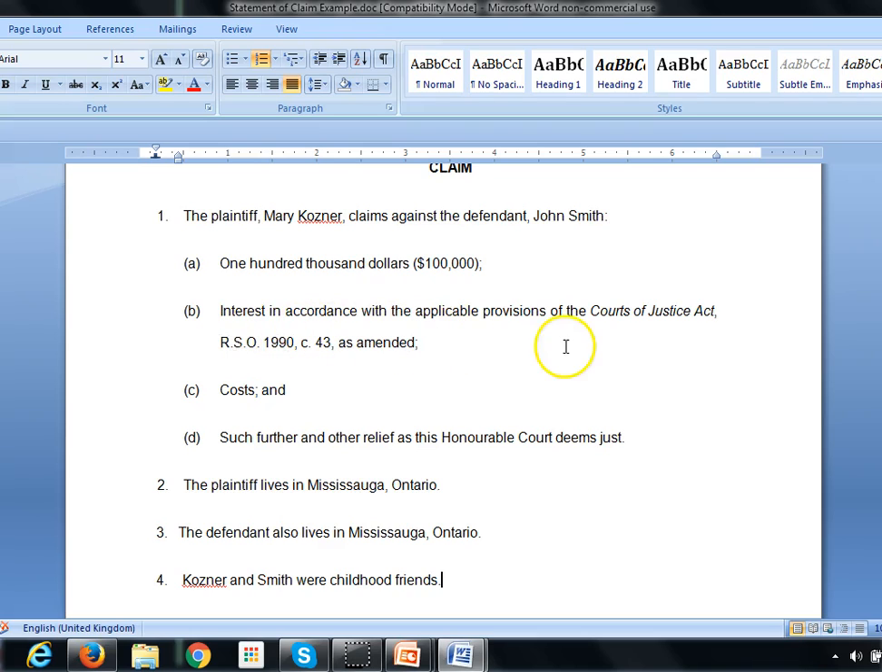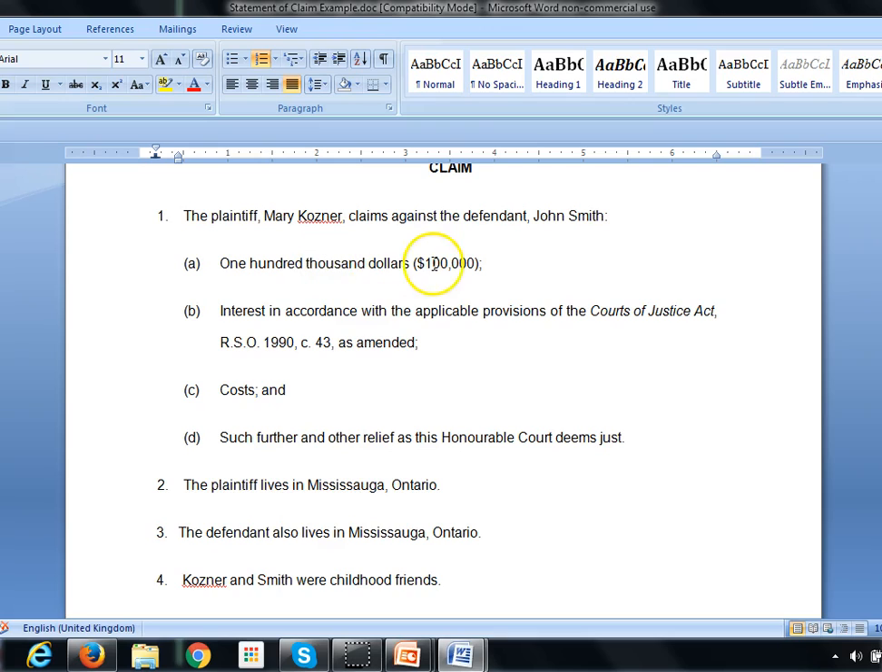Interest in accordance with the Courts of Justice Act. The Courts of Justice Act allows for payment of interest from the date when the money was due back to Mary. So it could be either that date or it could be the date on which Mary commenced this court action. She can choose.